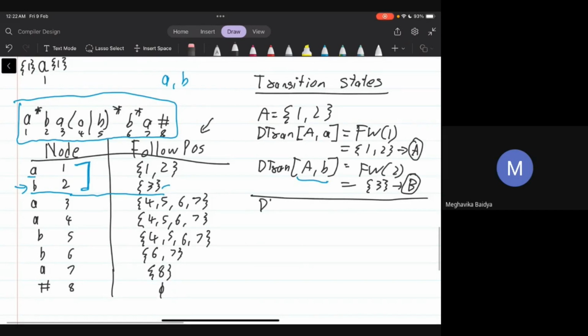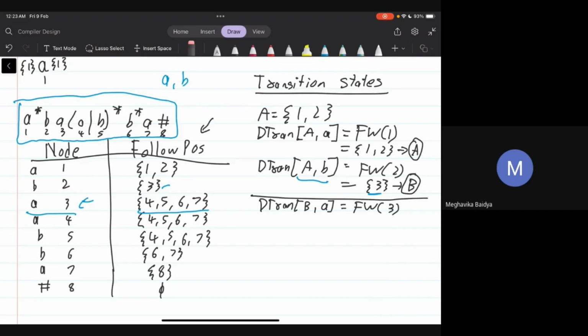Now we go to dtran of b comma a equals. Now we know that b is 3. So we check this one here now. Let's erase this. We are going to check 3 for matches with a. So we will write dtran of b comma a equals followpos of 3. One second, let me figure it out. Okay, got it.